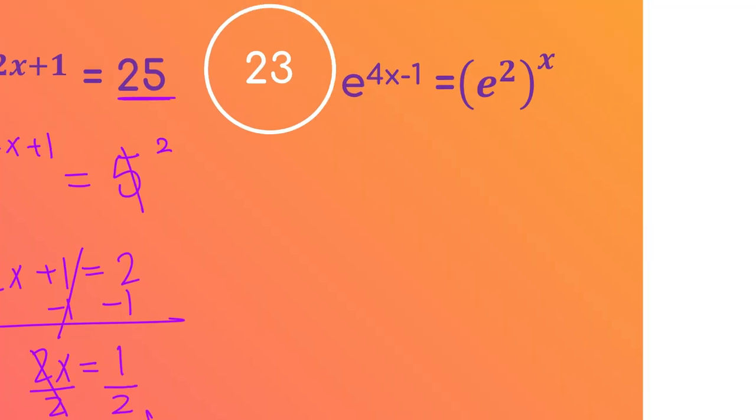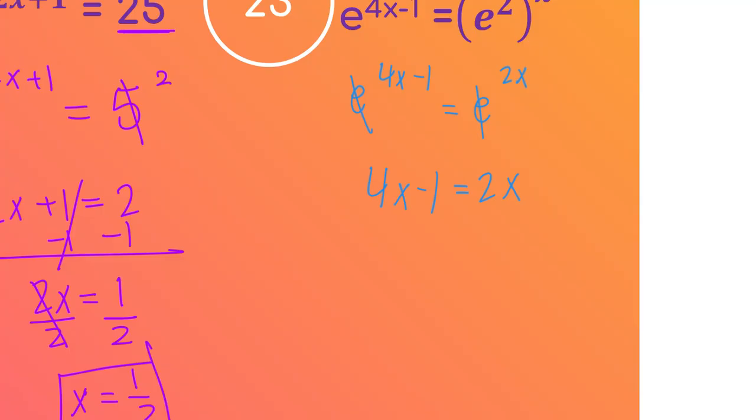All right, looking at 23. Okay, even though it's e, I can still solve this one. So looking at this, don't forget you have to distribute those powers. So I'm going to have e to the power of 4x minus 1 equals e to the power of 2x. Going ahead and canceling out those bases since they're both e's, and solving for x minus 1 equals 2x.